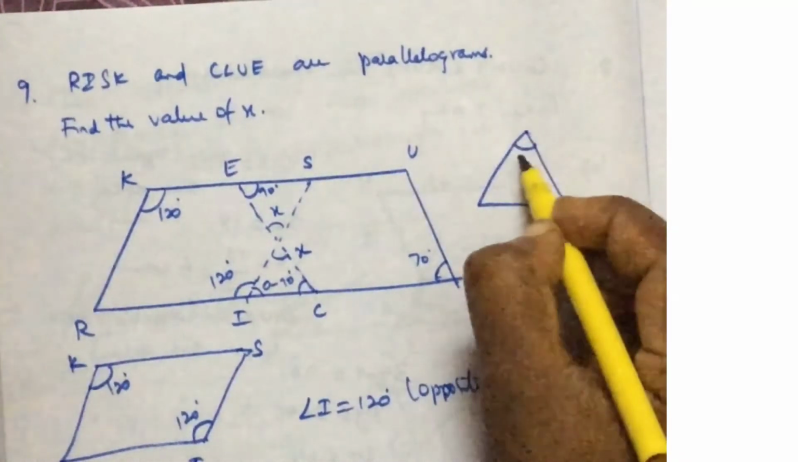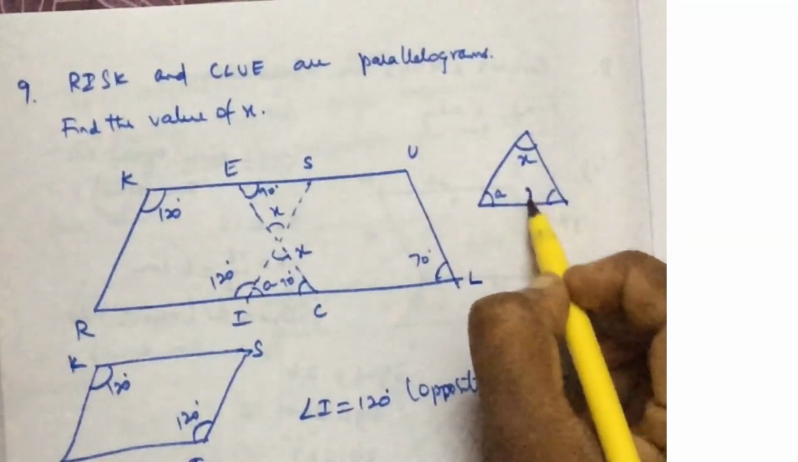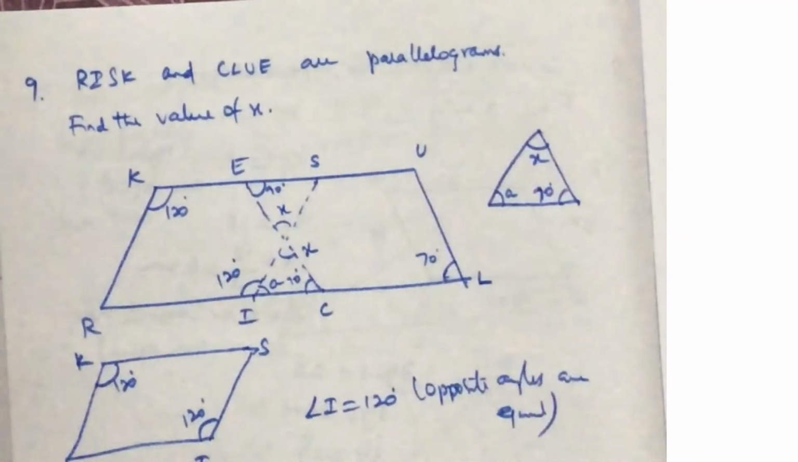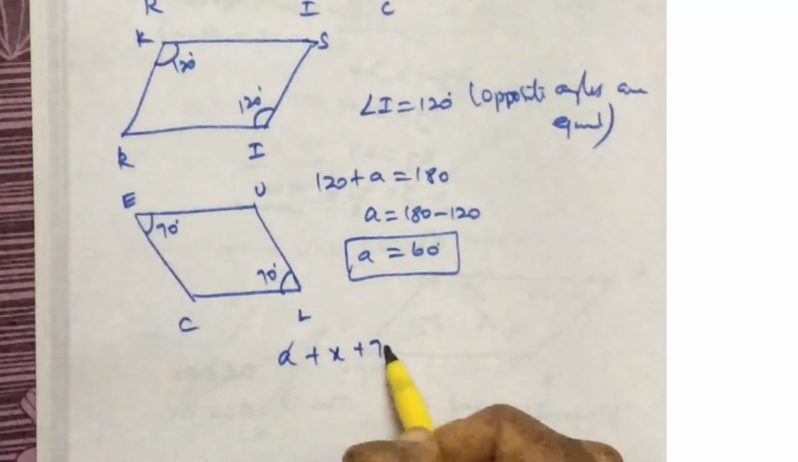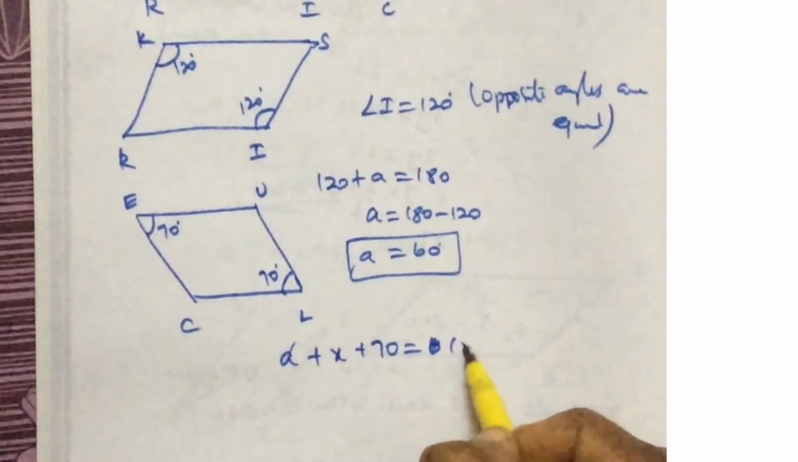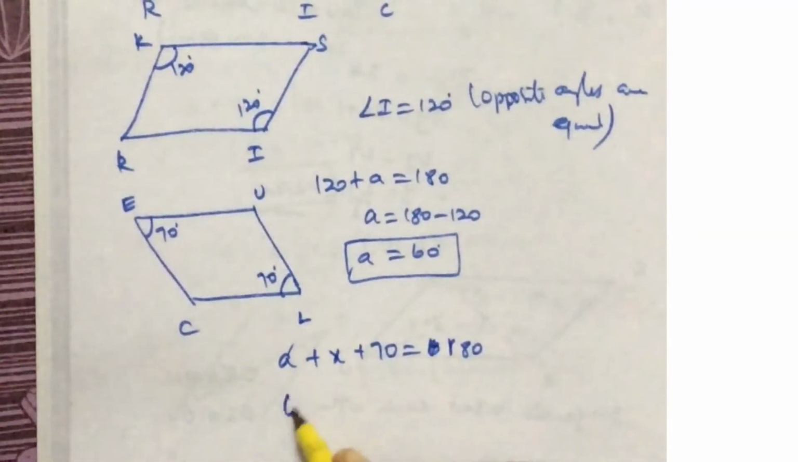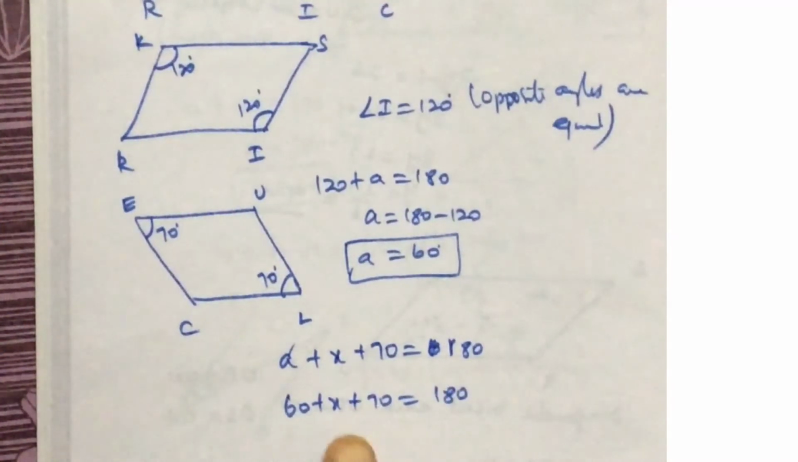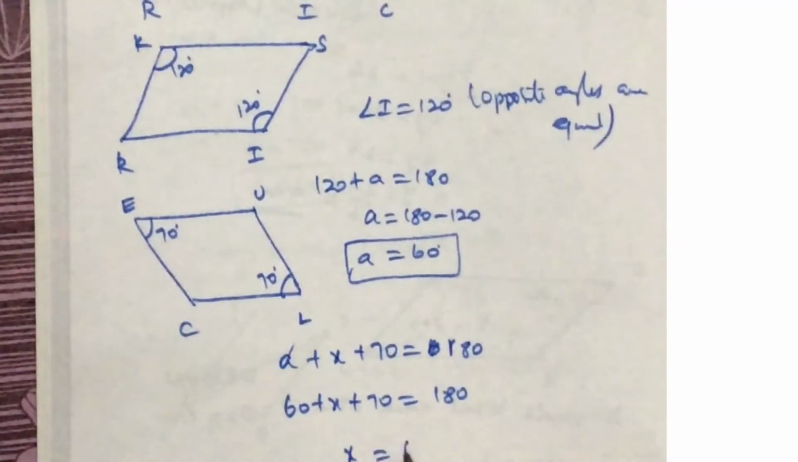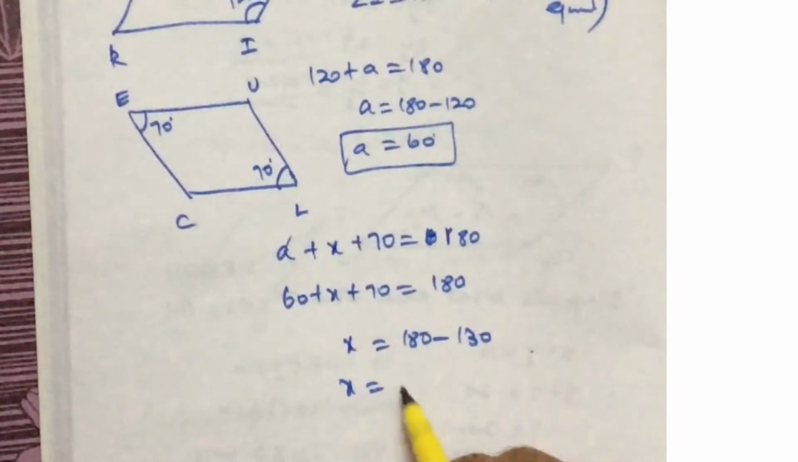This is x and this is A and this side is 70. If you add together you should get 180 degree. So A plus x plus 70 should give 180. A is 60. So 60 plus x plus 70 should give 180. So 70 plus 60 is 130, x equal to 180 minus 130, x equal to 50.